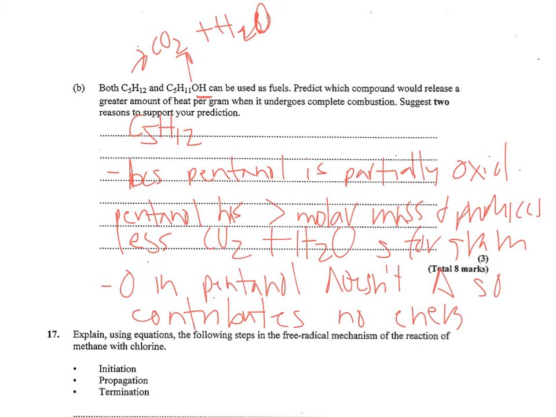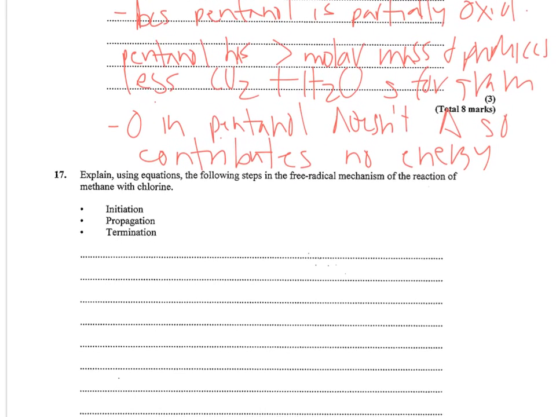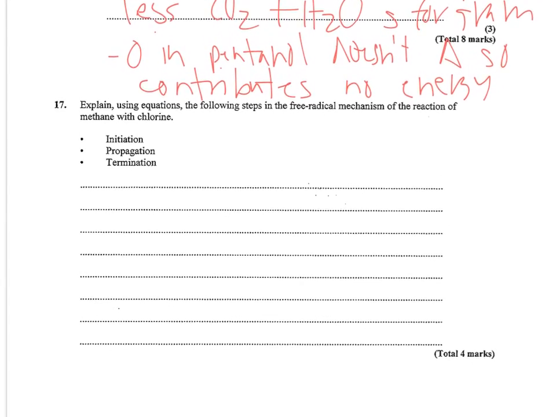Or you could have made mention of the fact that you've got more CH bonds in there, which generally allows things to burn cleaner and release more energy. Number 17 wants to know, explain using equations the following steps in the free radical mechanism. And I told you I'd be okay with you just describing each step.